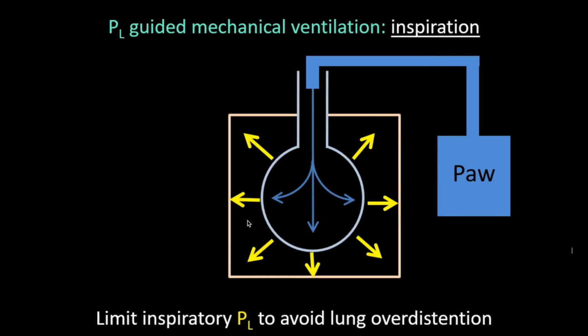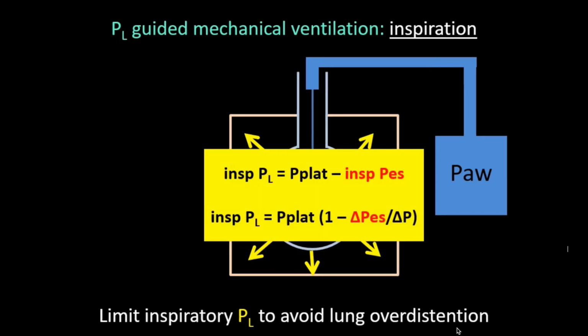The first thing is inspiration. The main objective here is to prevent over distension of the alveoli. We must give adequate pressure so that the alveoli are just inflated and not over distended. Let's see how this can be done. To do that, we need to measure the transpulmonary pressure. In this formula, we use the plateau pressure minus the esophageal pressure, so the esophageal pressure is used as a direct surrogate for the pleural pressure.